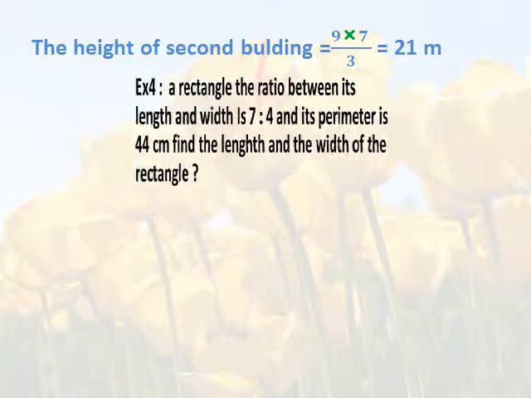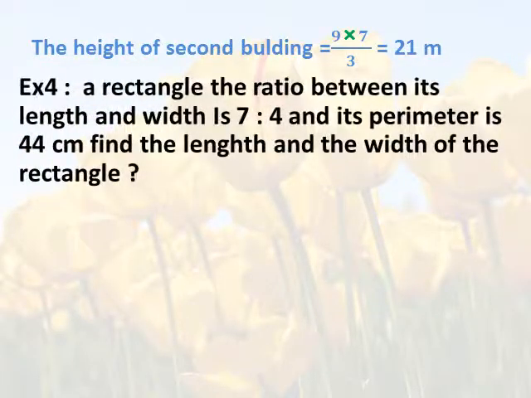Exercise number 4. A rectangle, the ratio between its length and its width is 7 to 4, and its perimeter is 44 centimeters. Find the length and the width of the rectangle. I know the ratio between length and width, and the real value of its perimeter.